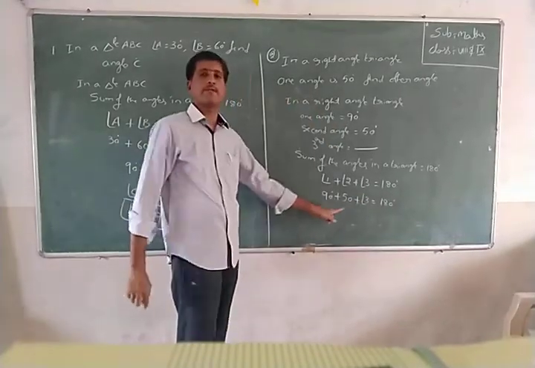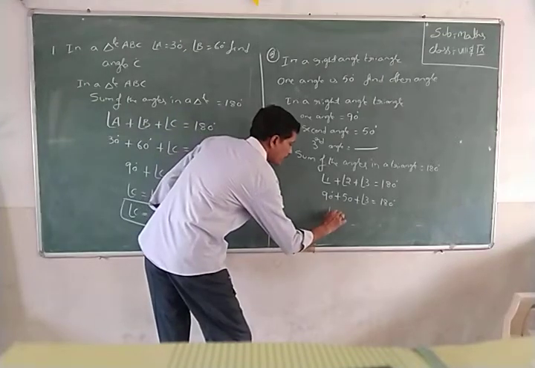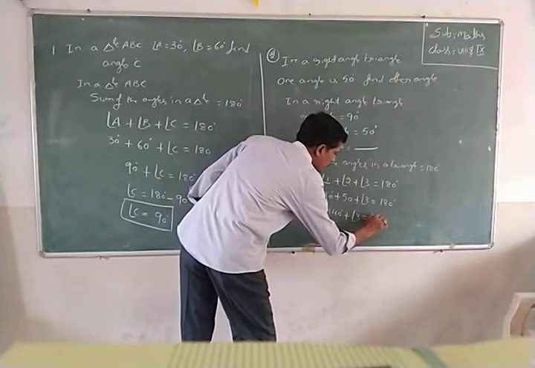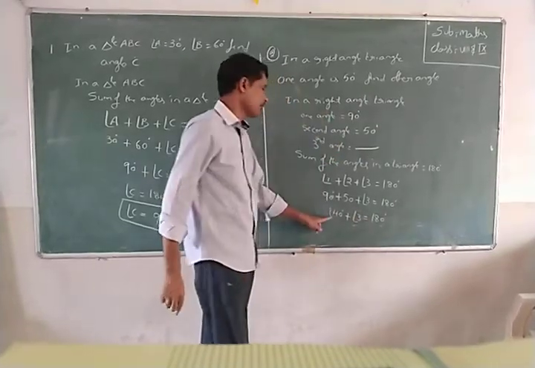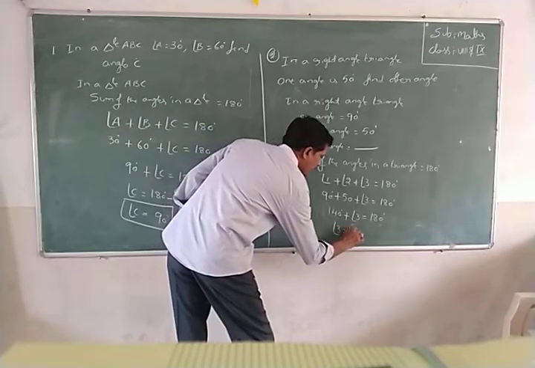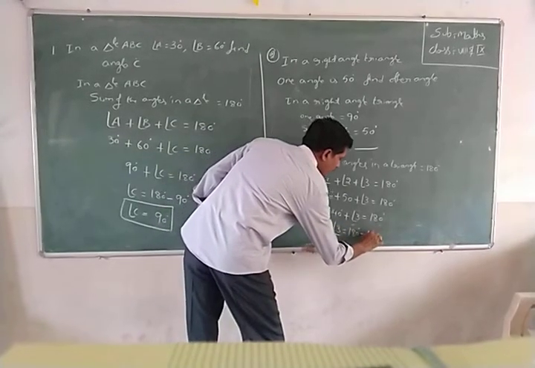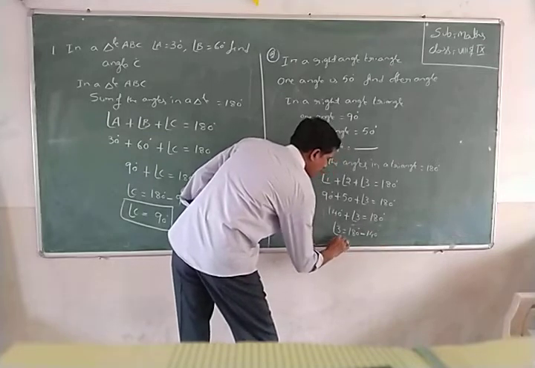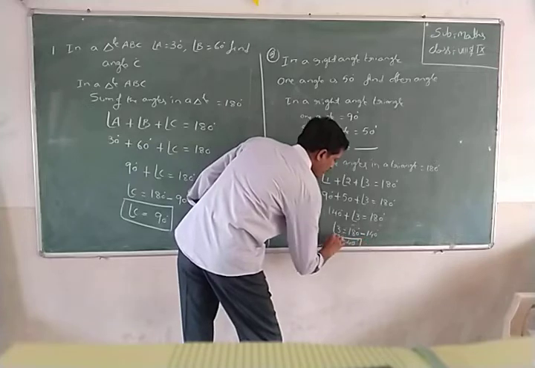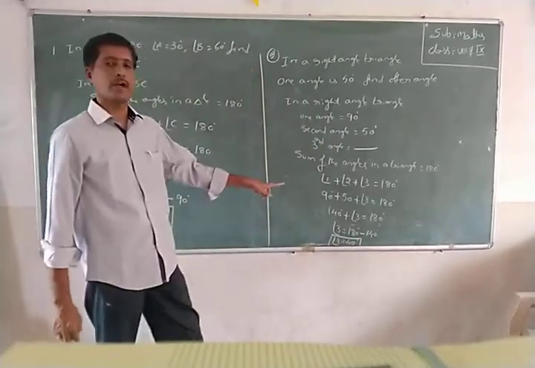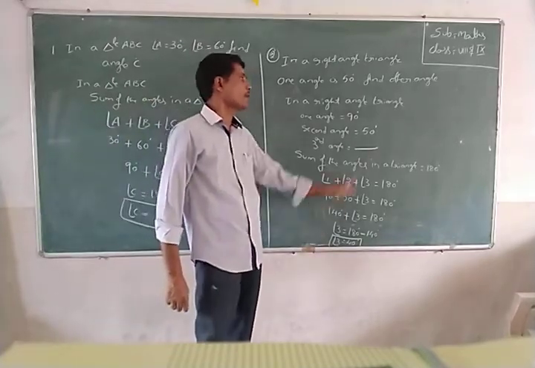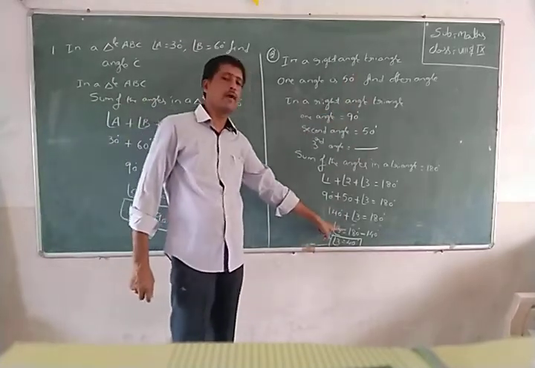Here 90 plus 50 equals 140 degrees, plus angle 3 equals 180 degrees. Therefore this 140 is changing to the other side, so angle 3 equals 180 minus 140. Angle 3 equals 40 degrees. Therefore 180 minus 140 equals 40 degrees. So the other angle equals 40 degrees.